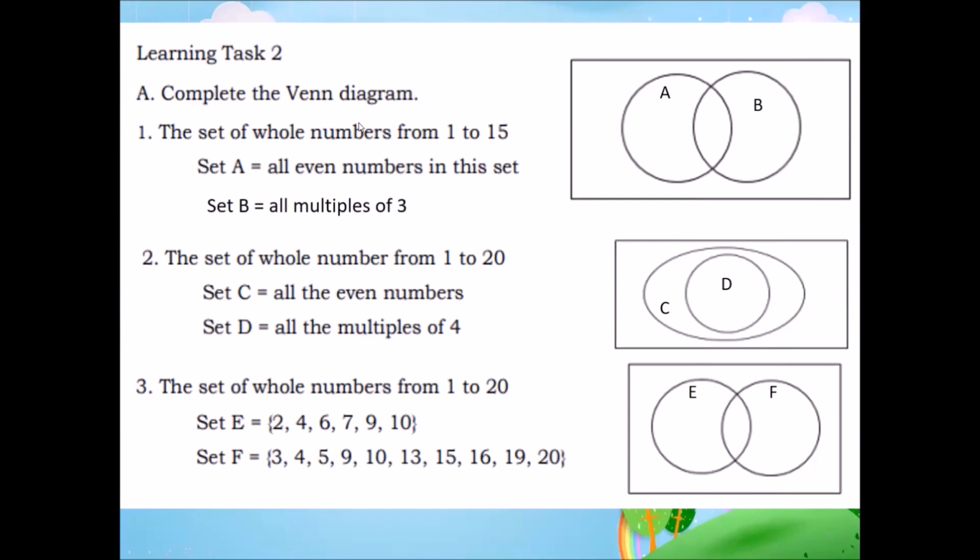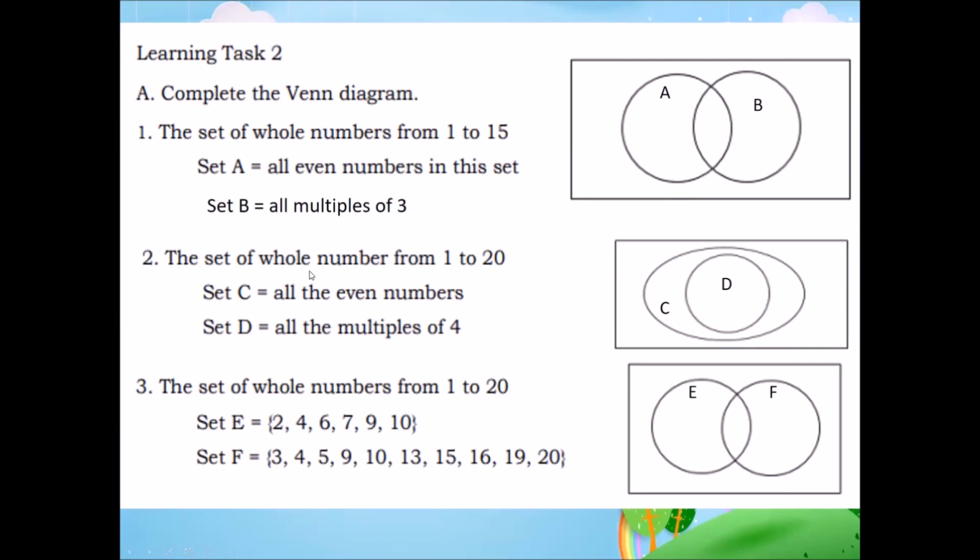Learning task number 2, complete the Venn diagram. So, the set of whole numbers from 1 to 15. Set A, this is our set A, all even numbers in this set. So all the even numbers we will place here. But before that, we can start with 3. Multiples of 3. So what are the multiples of 3 from 1 to 15? We will write them here. The even numbers that are also multiples of 3 will be placed in the intersection.